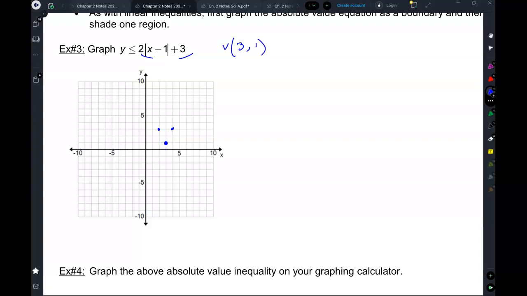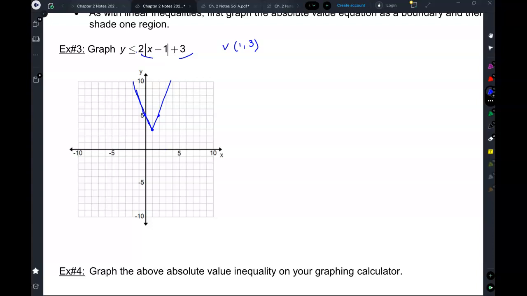Now, is this going to be a solid or a dashed line? Oh, sorry, I see what you were saying. Yeah, 1 comma 3. So this way here, 1 comma 3. From here, up 2 over 1, up 2 over 1. Solid line, here, here.